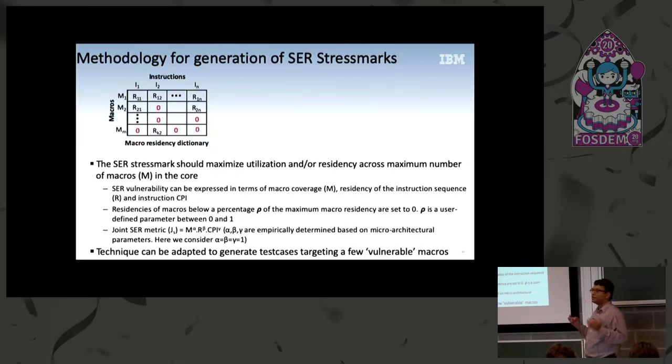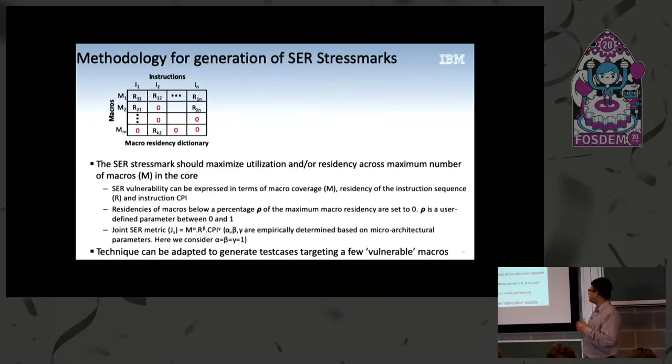And here we want to focus on the most vulnerable macros. So we use a parameter called rho, which is the residency threshold. It's a user-defined parameter between 0 and 1, which can be fine-tuned to maximize the effectiveness of the generated stress mark. We only consider the residencies of those macros that are above the rho-th percentile in terms of the maximum residency. So for example, if the residency of macro 2 is less than, say, rho percent of the maximum residency seen across all instructions, we will just set it to 0.